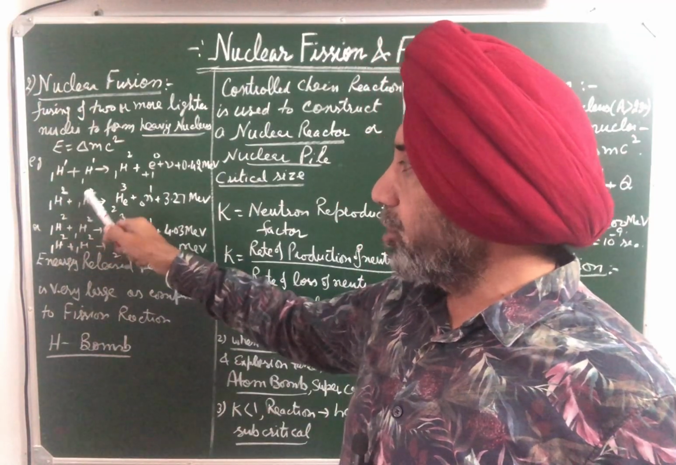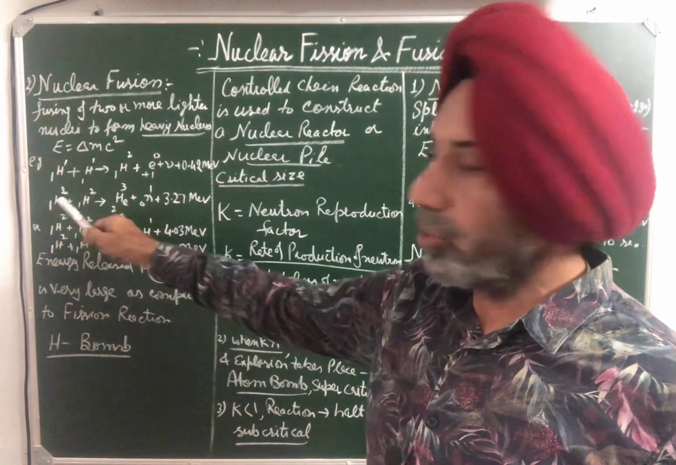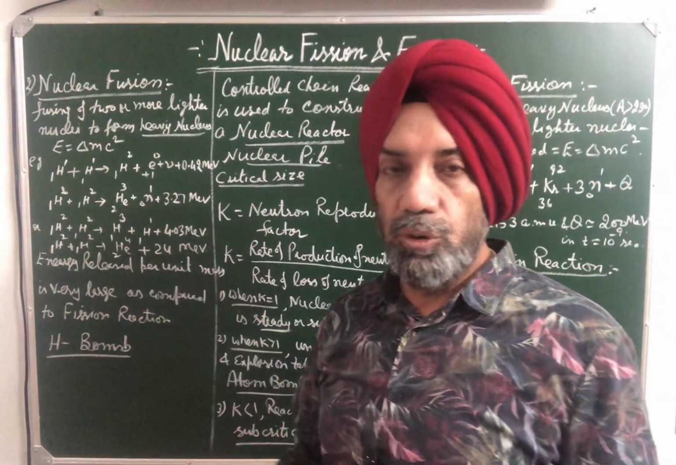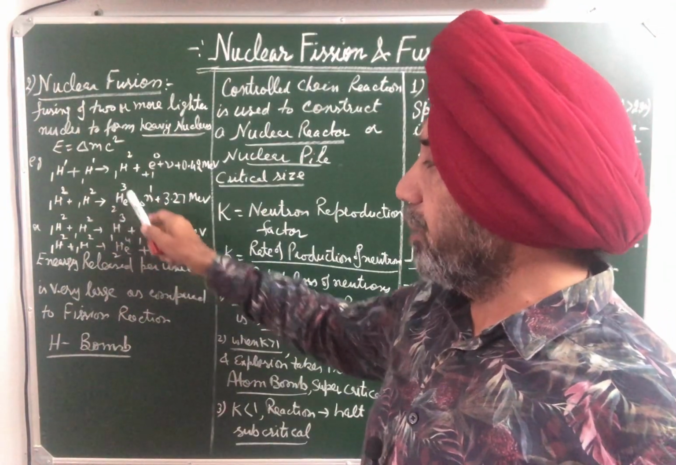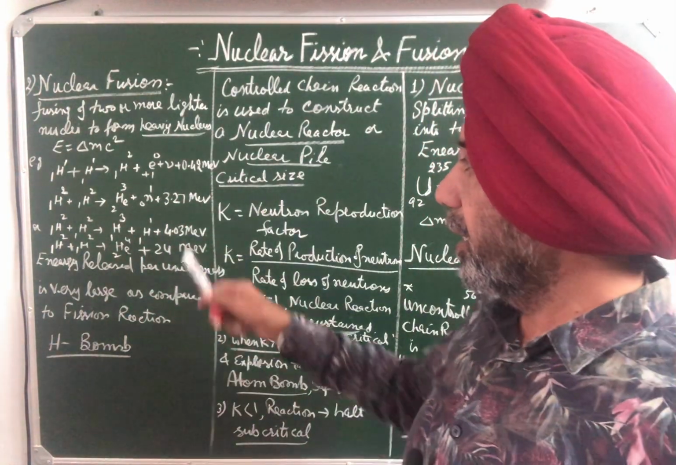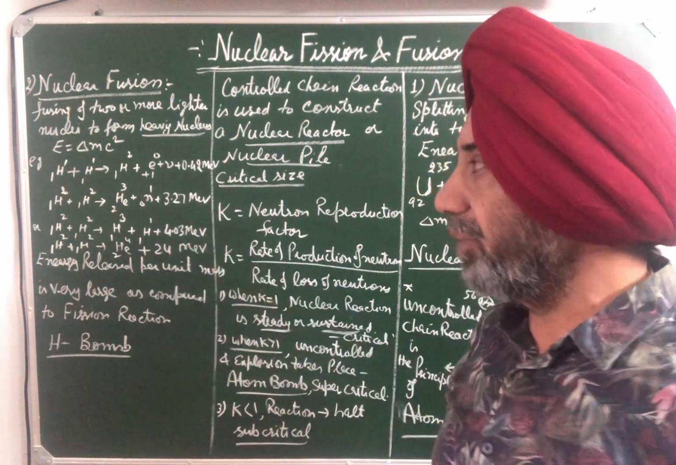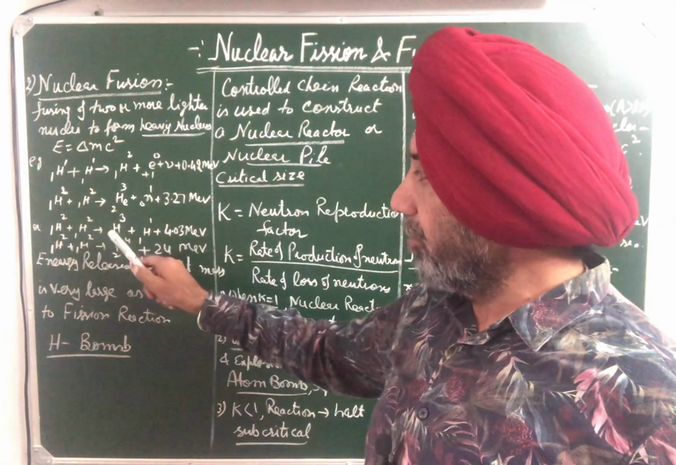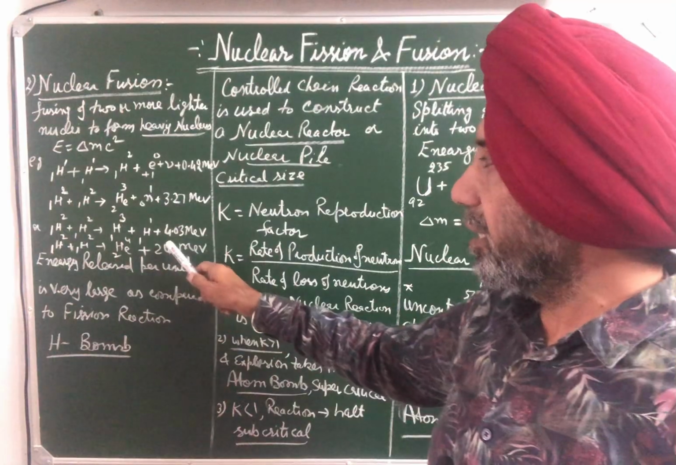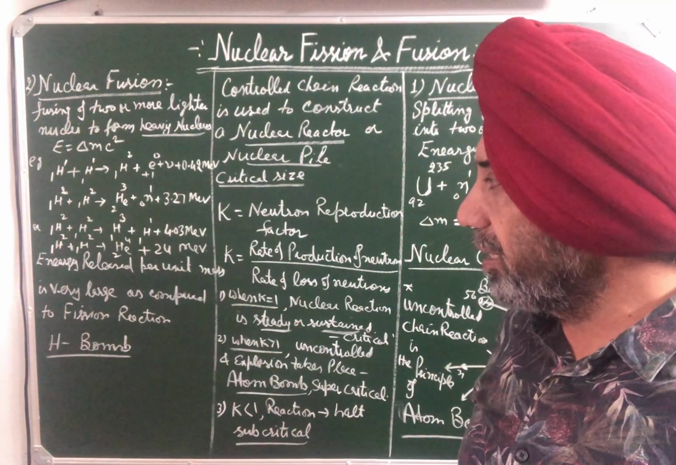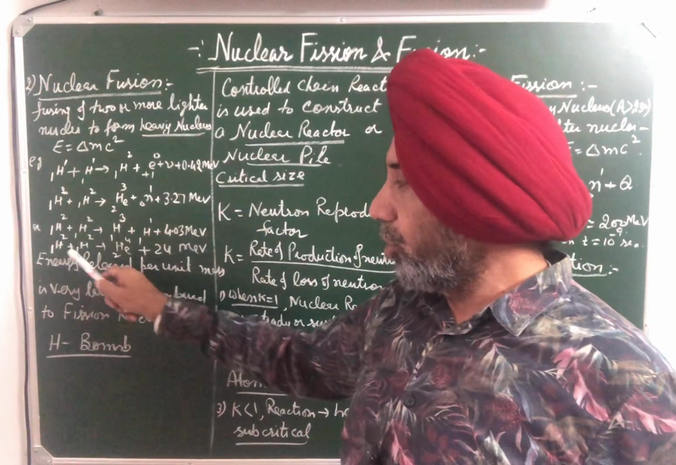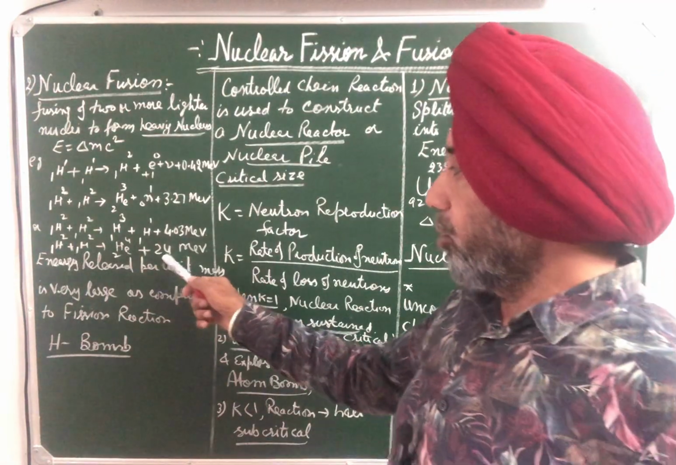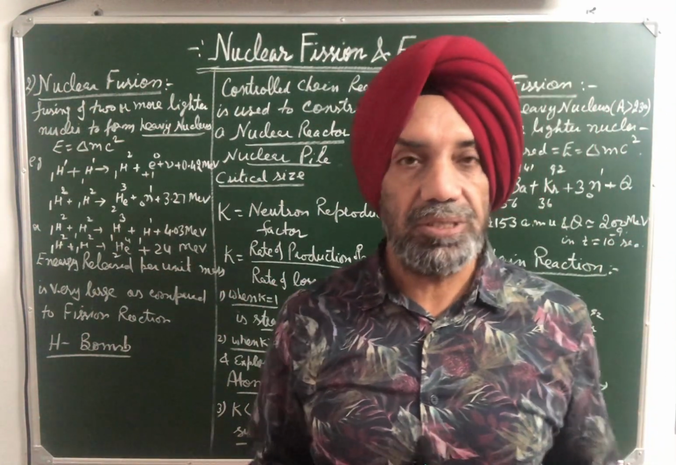When 1H2 and 1H2, when 2 deuterons fuse, then we get 2He3 plus a neutron is produced, and 3.27 MeV energy is released. 1H2 and a neutron may also get fused to give 1H3 plus 1H1 proton, like this, and 4.03 MeV will be released. Even 1H2 and 1H2 may also fuse together to form 2He4, and 24 MeV energy is released in the form of radiations.